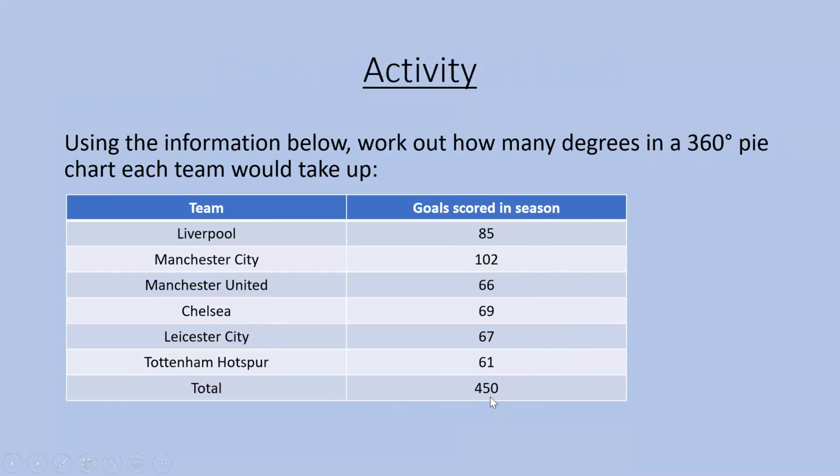So start by dividing 360 by 450, which is the total number of goals scored. And then when you have your answer, multiply each team's goal tally by the answer you got to 360 divided by 450. And what I would recommend is that where possible, you show your answer to 1 decimal place. I'm going to stop speaking now. You may like to pause the video in order to do this calculation. And when I finish speaking, there will be 10 seconds before the next slide appears.